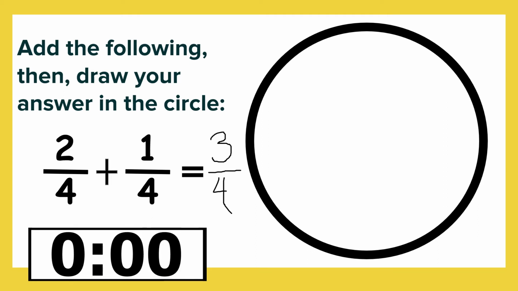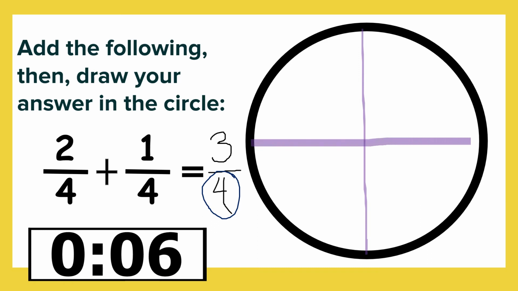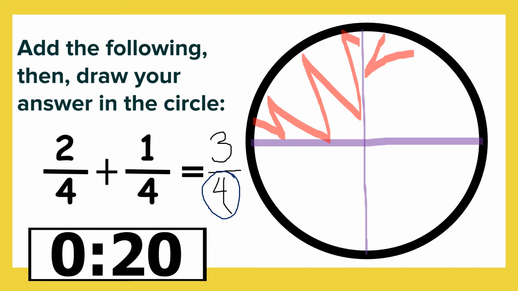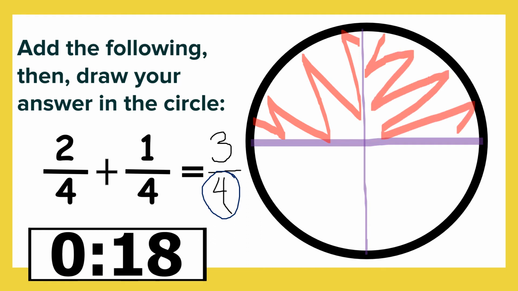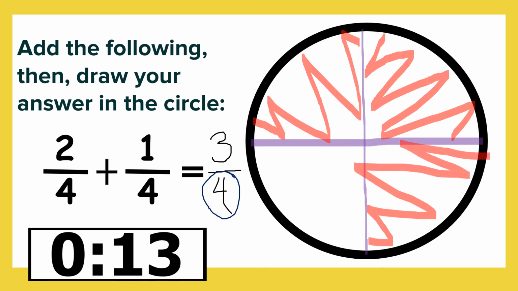So let's do this drawing. The first thing that we should do is to divide this circle into 4 parts because our denominator is 4. 4 equal parts. After dividing, our numerator is 3. It means that we should shade 3 parts of this circle. 1, 2, and then last one. So our answer is 3 over 4.